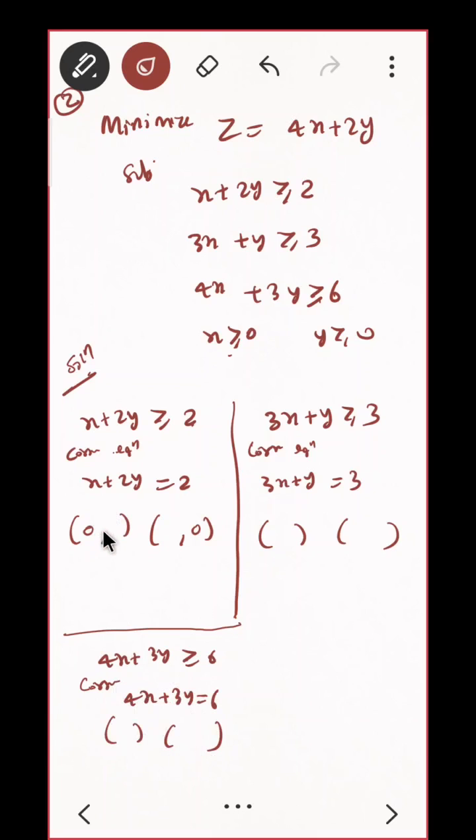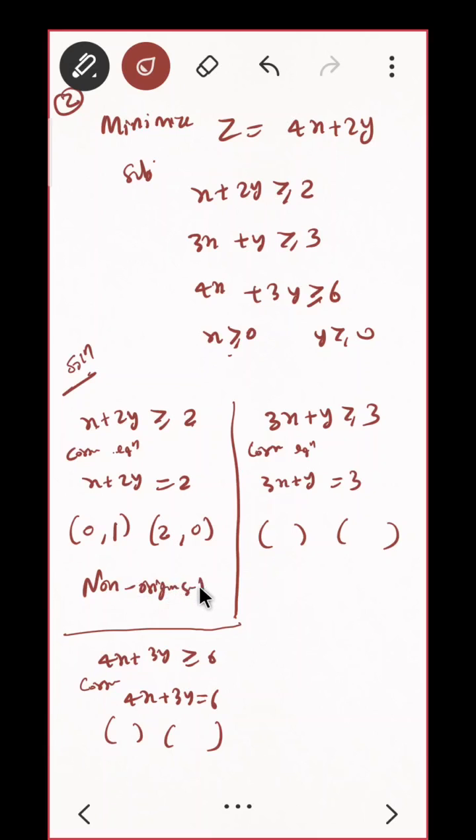Okay, if you put x equal to 0, what is the value of y? In this equation, if you put x equal to 0, it is 1 now. If you put y equal to 0, then it is 2. So you have both the points. And now to check whether it is origin side or not, what you have to do? You have to put in the inequality, that is 0, 0. So it is telling me 0 is greater than or equal to 2. Whether this is true or false. False. That means it is non-origin side.